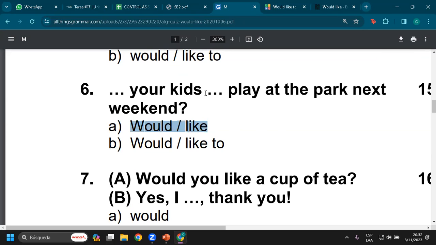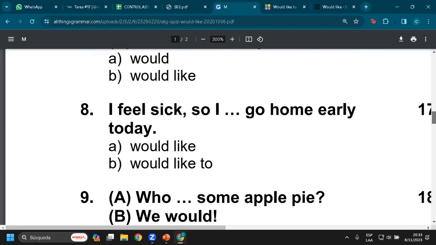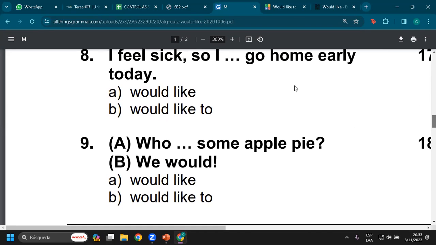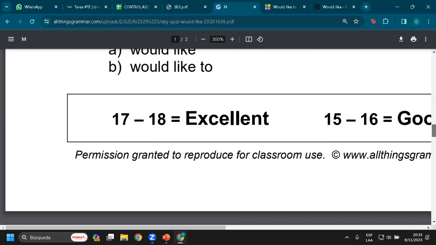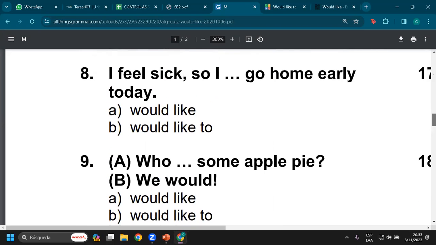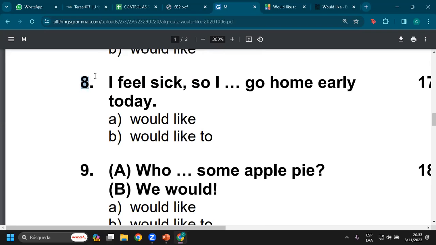Would your kids like play or would your kids like to play? ¿Necesito la preposición to? Yes. Totally, very good. Okay, vamos a ver, quiero otras que no sean questions. Okay, let's do this one, number eight.